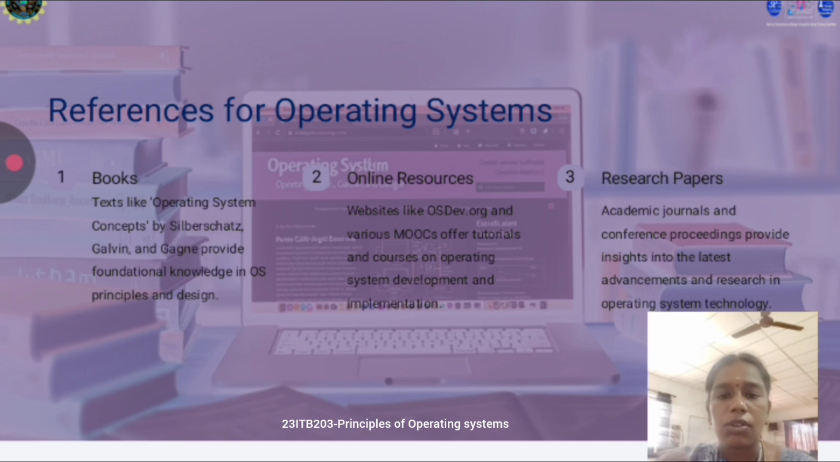Next one, resources. Here we give some resources for operating systems. We can go through some books, online resources, and research papers to know clearly about that topic.